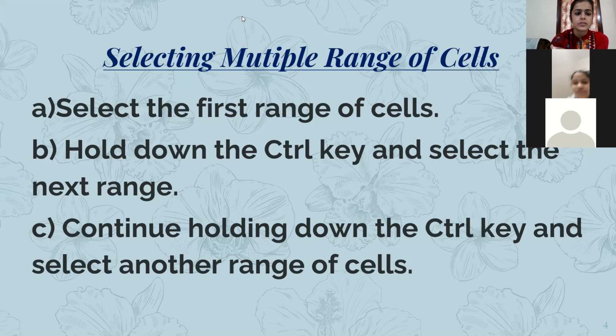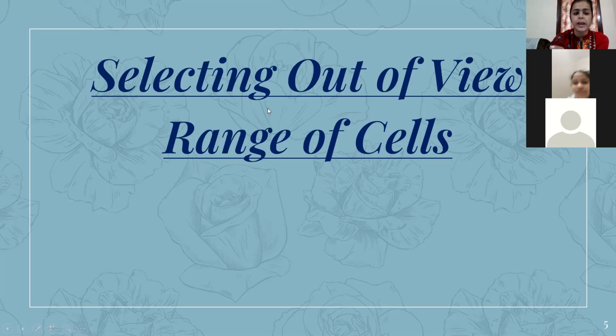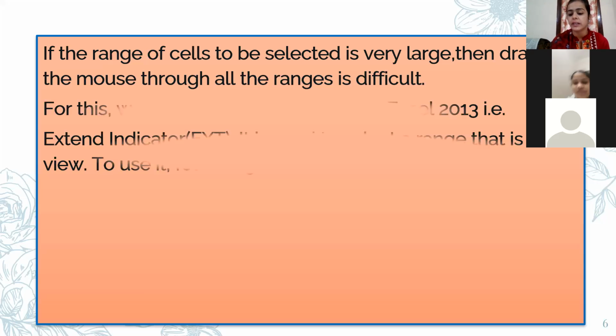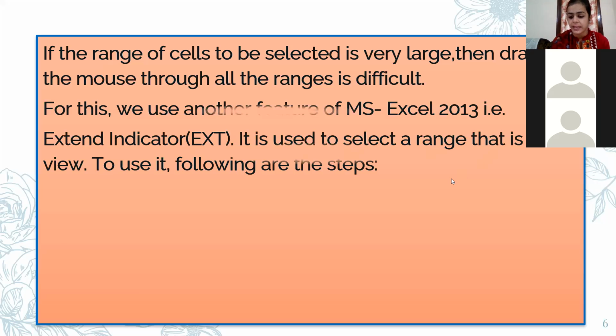All right. So next you have is the selecting out of view. When you want to select out of view of the cells, means the cells are not visible on your screen, or you want to select a larger portion from your spreadsheet, at that time we use another feature of MS Excel, and that feature is called EXT.